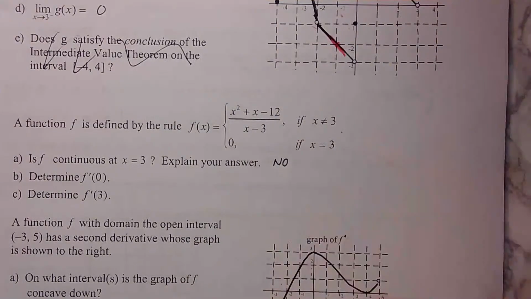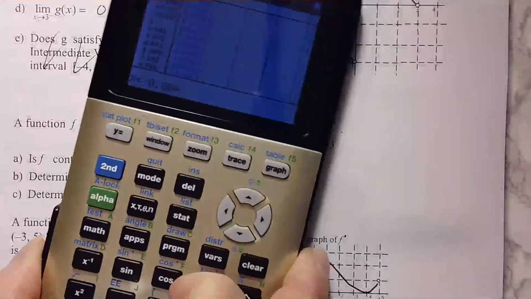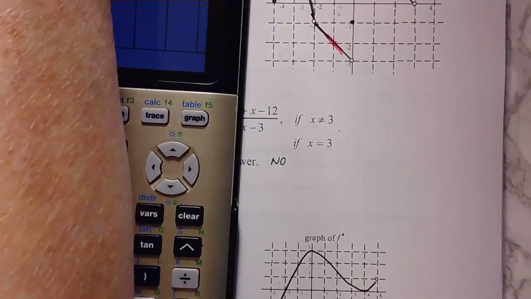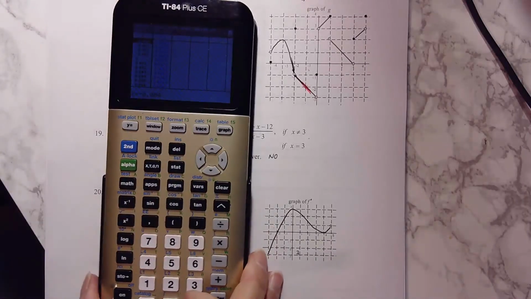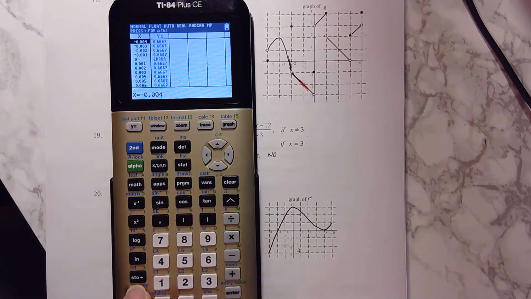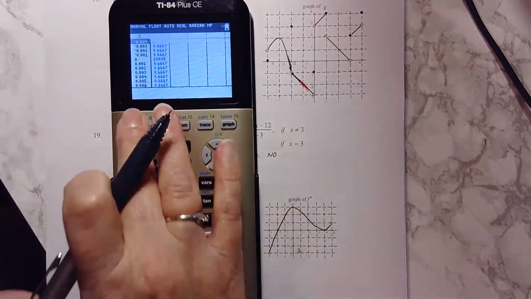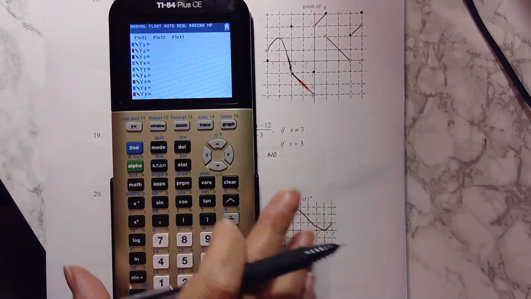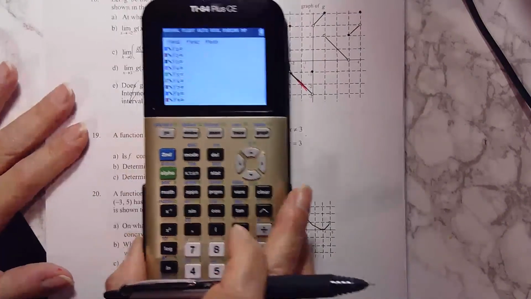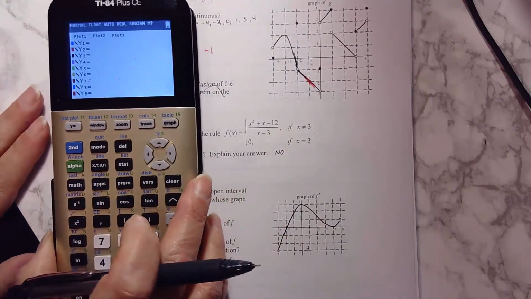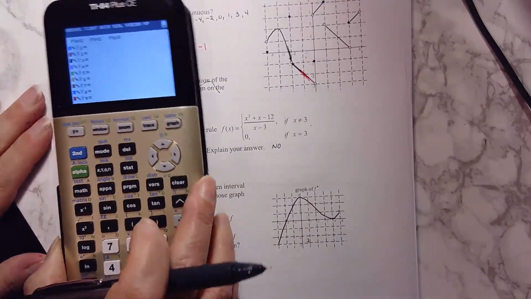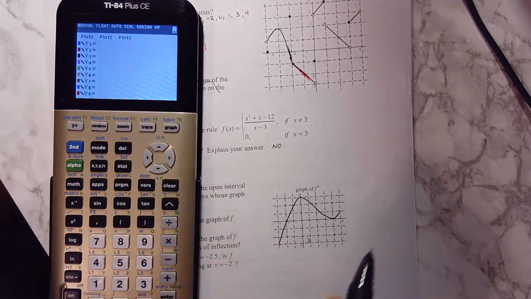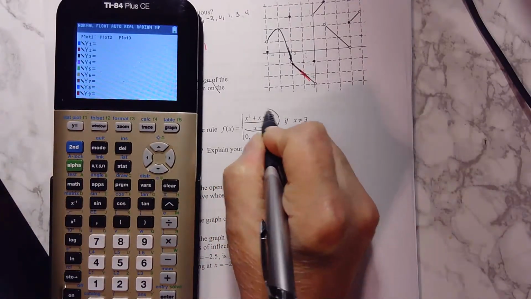F prime of 0. Well, I need to graph this. So again, let's look at how to graph a piecewise function. I'll zoom out so you can see the calculator better. Turn it on, and let me get out of here. So remember, we're going to enter the piecewise function in pieces, okay? So the first piece is this, all right?